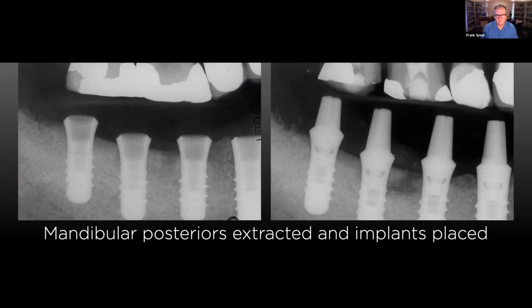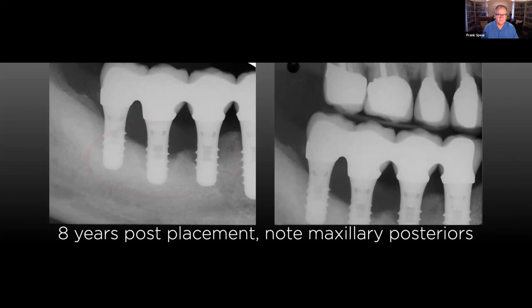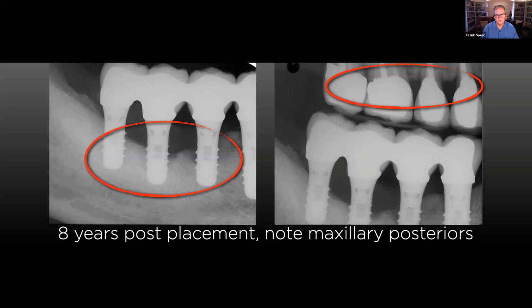And this is really an interesting case treated by a friend of mine. Patient had pretty advanced periodontal disease, and they chose to do a traditional approach in the maxilla. They did osseous surgery and crown and bridge. And in the mandible, they chose to extract the mandibular posterior teeth and place implants. Here it is at 8 years. Look what's happening to the bone. Look at the maxilla, it's doing great. And again, I'm not anti-implant, but we can't pretend these kinds of things don't happen.